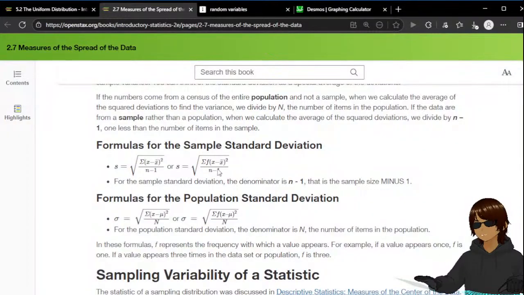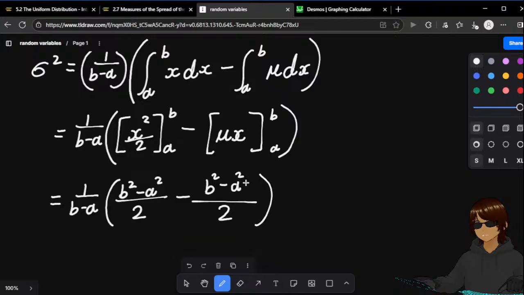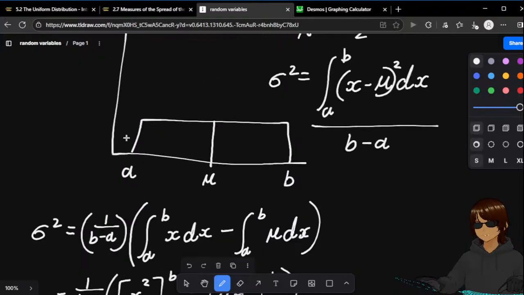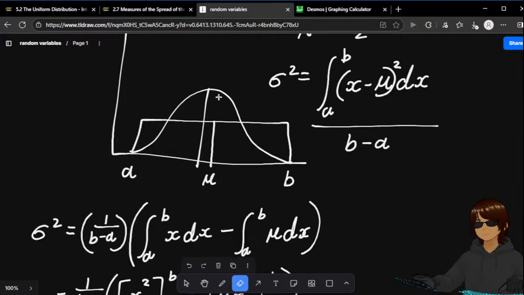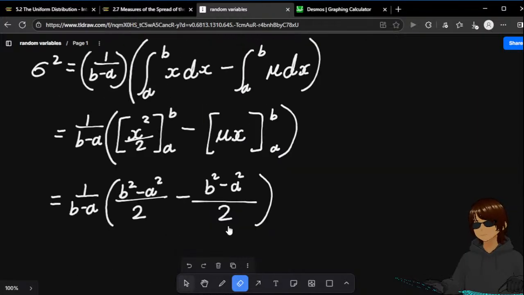Hold on. No, no. I made a mistake. This needs a square. Without the square, this would make sense why it's 0, because it's the mean, right? So all the values minus the mean will cancel out. All the values behind the mean, the difference will cancel out with the difference in front of the mean. Yeah, that makes sense. So this is all wrong.